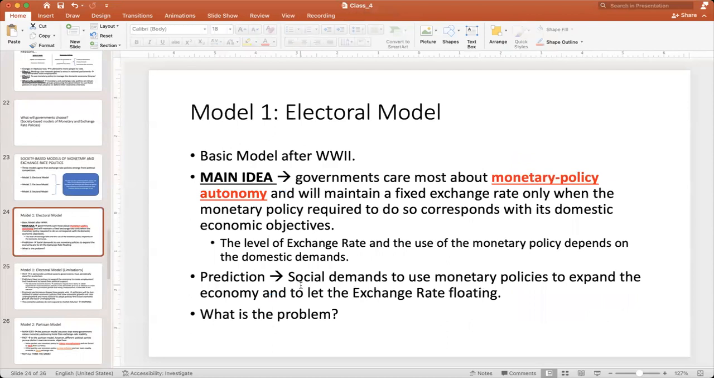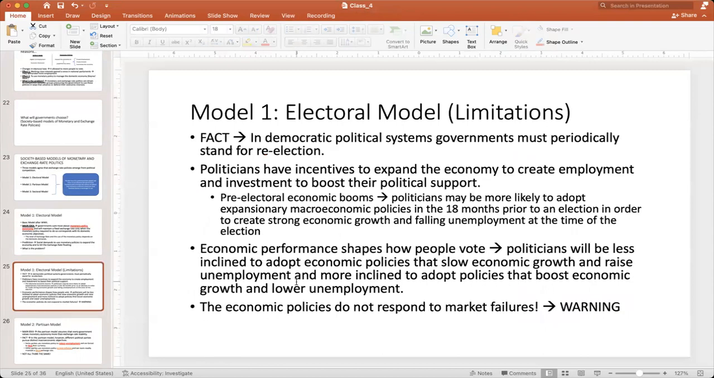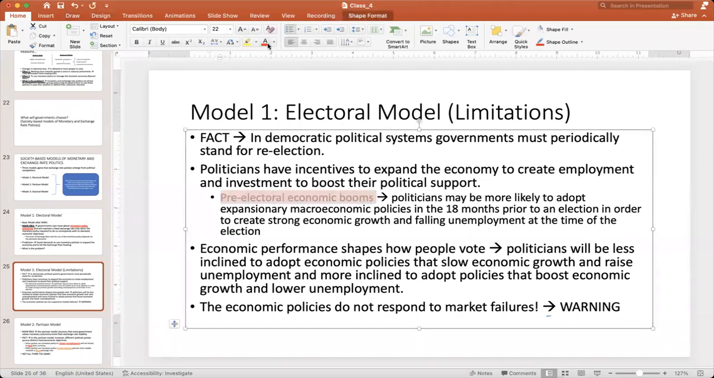However, what is the problem with that? What is the problem with this electoral model? Well, there is a fact. In a democratic political system, governments must periodically stand for re-election. So politicians have incentives to expand the economy. Why? Because if they expand the economy, they could create employment and investment. And in that way, they boost their political support. And this is known as the pre-electoral economic booms.